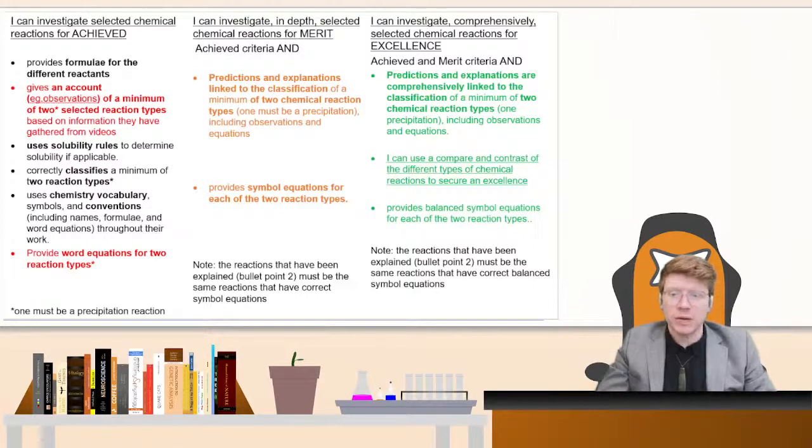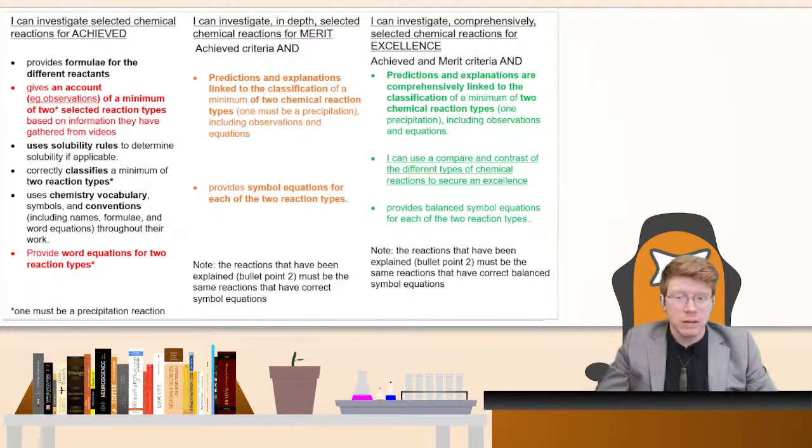So you'll notice that in order to get an achieved in this, you need to provide the formula for different reactants, right? You need to explain an observation of two different reactions. So that's you kind of saying, I saw that there was a silvery substance and the reaction happened because afterwards there was a copper-colored substance. That sort of thing, right?